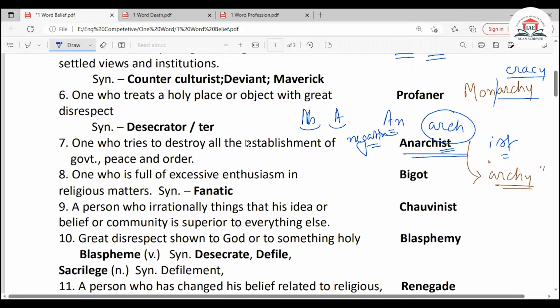Clear? Monarch is the best word. Monarch means king, right? So kingship is meant here. Monarchy is a system of government that is usually run by a king or queen. So this particular system of government is called monarchy, as we see in Britain, as we see in Bhutan. Monarchy exists there.